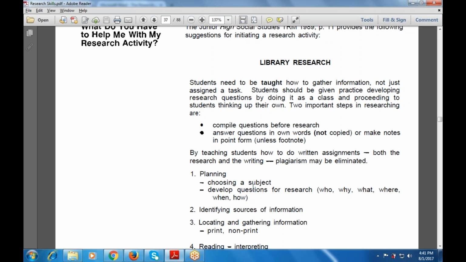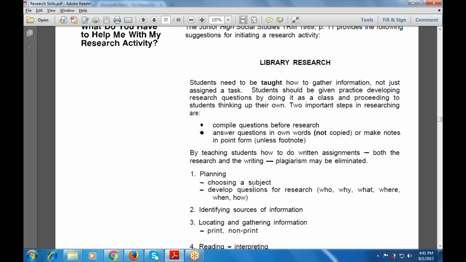By teaching the students how to do the written assignments for the research and the writing, parallelism may be restored. So by doing so, they will learn how to write the assignments, both for the research purpose and for the writing purpose. First is the planning, that includes choosing the subject and developing questions for research: who, why, what, where, when, how. Planning is just for developing the questions for the research.